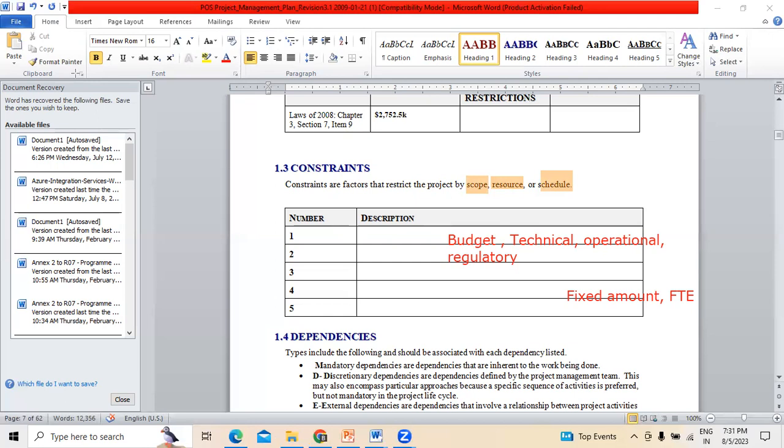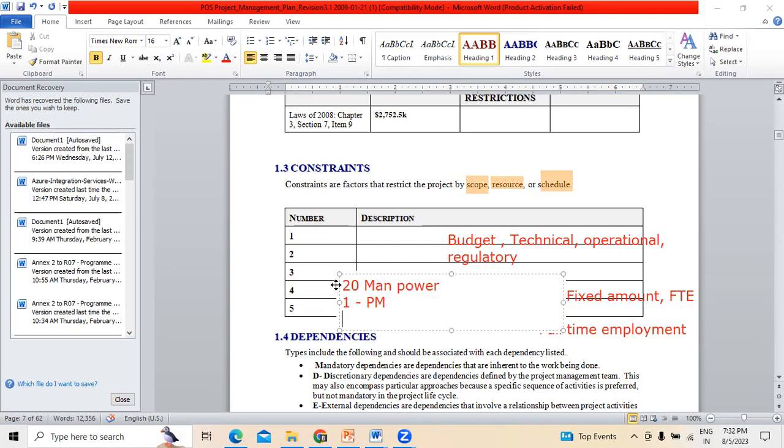Second is called FTE. FTE stands for full-time employment. What is FTE? Full-time employment means we tell the customer that to develop this project, let's say for example, we require 20 manpower. Now we require one project manager in this.